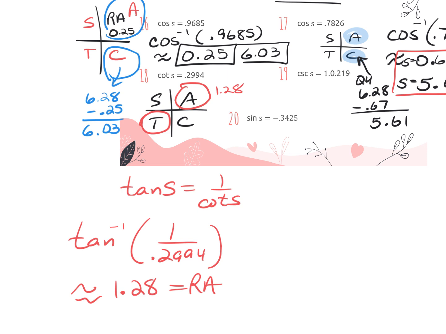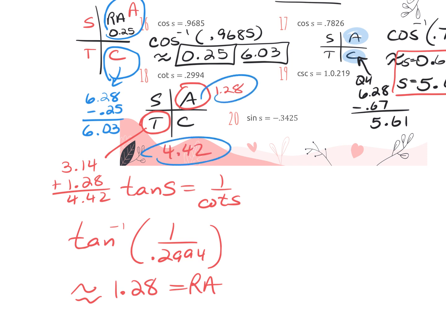And now to find quadrant 3, I'm going to do pi, 3.14, plus that reference angle of 1.28. And once I add those two, I get 4.42. So my two answers to this problem are going to be 4.42 and 1.28. Quadrant 1 and quadrant 3.